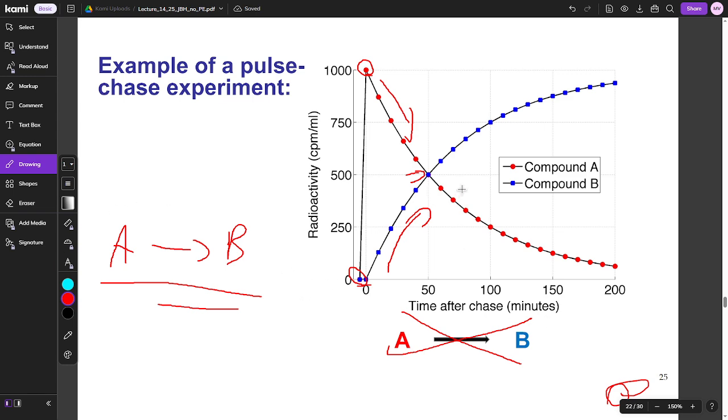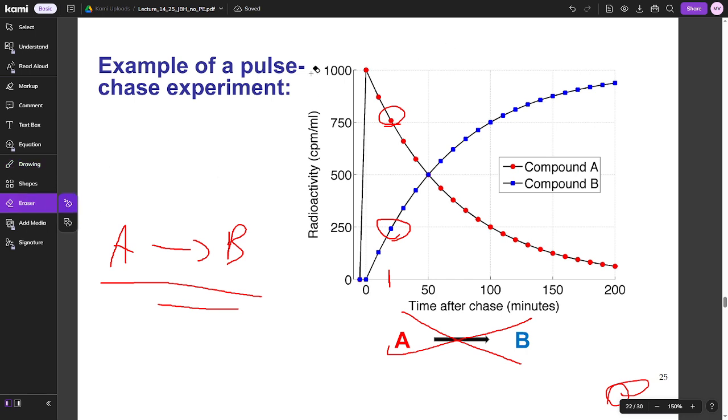The other way to sanity check yourself is to take 2 points on this graph and check the math. Your total should equal 1,000 or whatever the number is up here. If we look at time 20 right here, we can see that the radiation here is 250 for compound B, and it's around 750 for compound A, and 750 plus 250 is, lo and behold, 1,000. So they should add up to equal the total max at the very top of this.